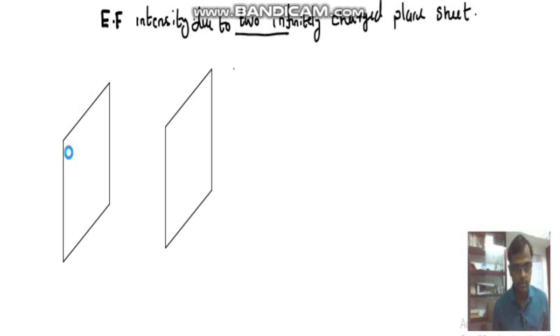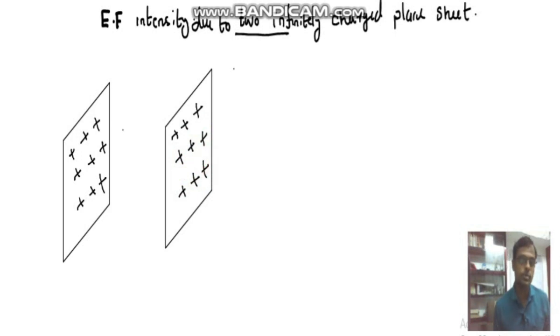Just imagine everywhere it is charged positively, uniformly charged. Positive charges, here also positive charges. So this is plate number 1 and this is plate number 2. Both the plane sheets are charged positively.